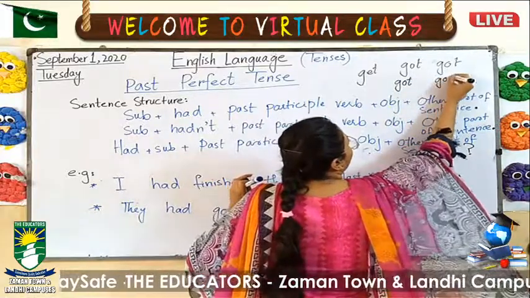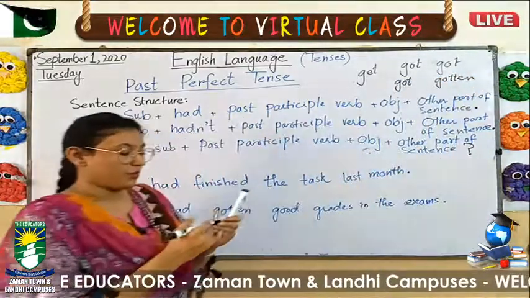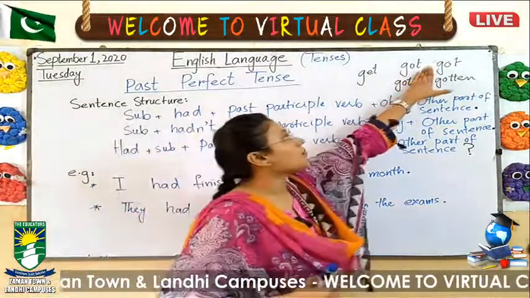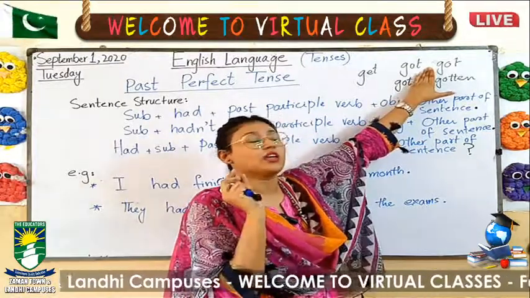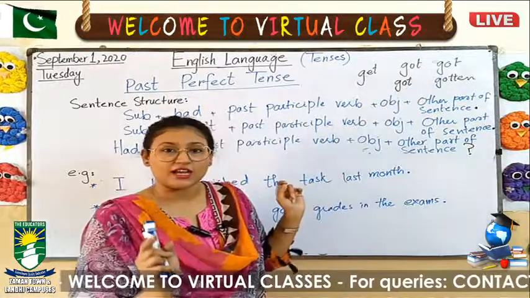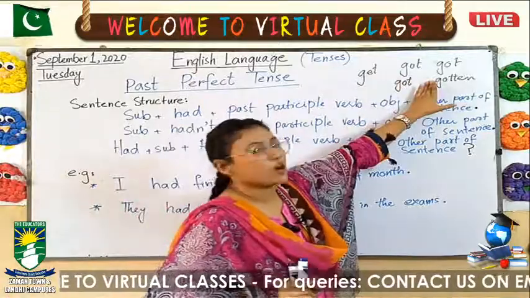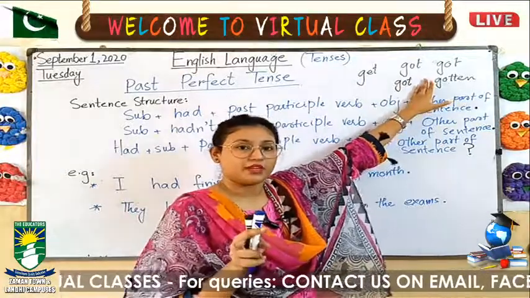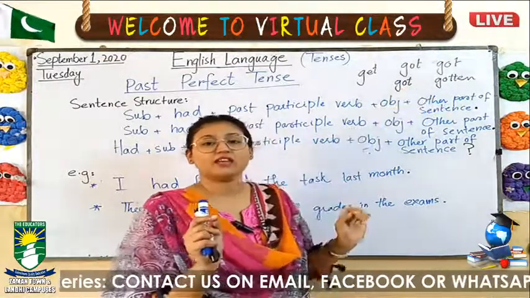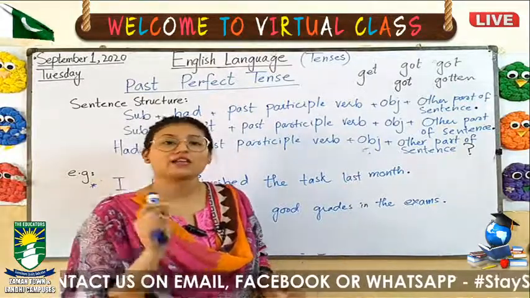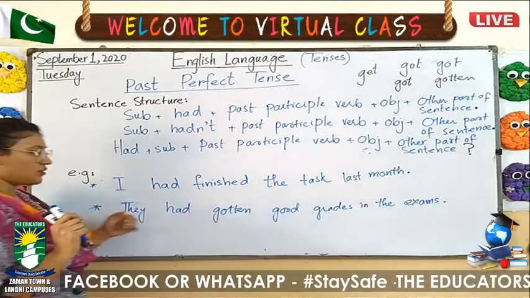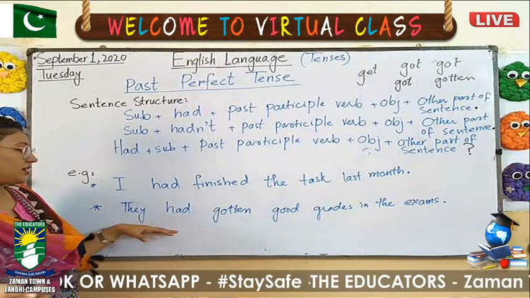Got and gotten. So one major distinction between both of them, which we do not know: when we write got in past participle form, it is followed in British English. But when we write gotten in past participle form, it is followed in American English. This is the distinction between both of them. All right. So you may write here, they had got or they had gotten good grades in the exam.